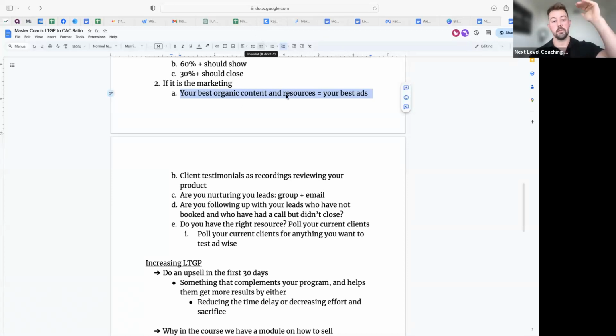What you're going to do is go back through your past 90 days worth of organic content. You're going to find the ones that outperformed, using either likes or views as the measure. All right, great. Now we're going to turn those into ads.